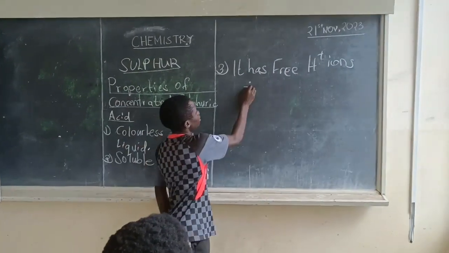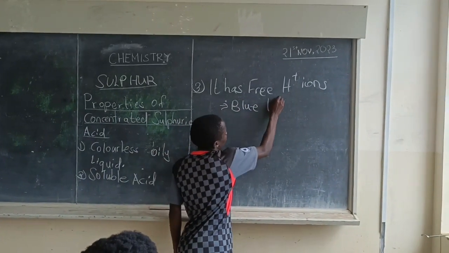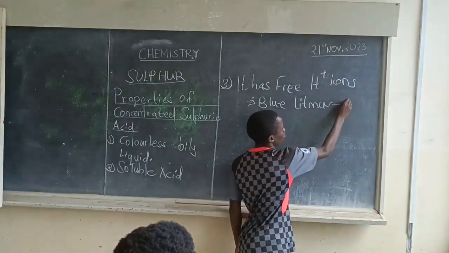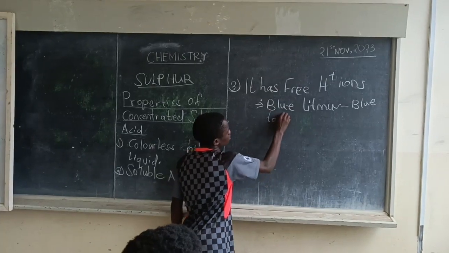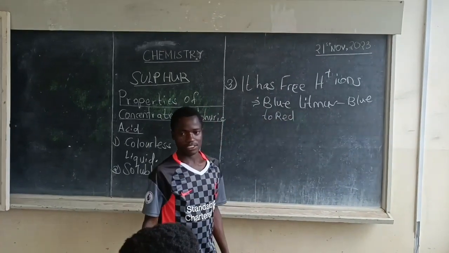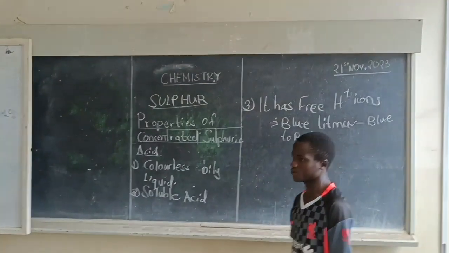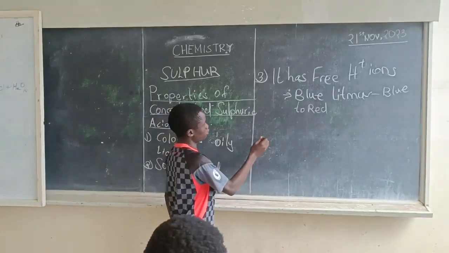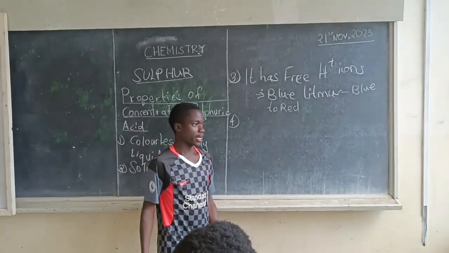We use blue litmus paper, it turns from blue to red. Then this indicates that the solution is acidic in nature. Very well. We go to the next property, the fourth property, which is hygroscopy.